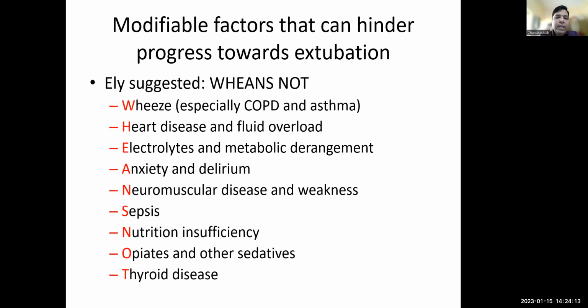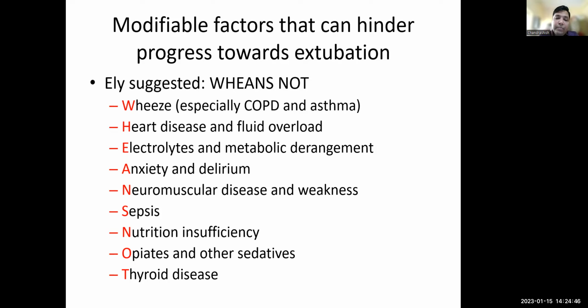Nutritional insufficiencies can cause weaning failure, particularly if somebody is completely off nutrition for a long time, particularly surgical patients. Opioids and other sedatives, we should be very sure that we have stopped the sedation for a significant duration of time. Please remember that sometimes we tend to use sedatives which apparently have a short duration of action, like benzodiazepines like midazolam or opioids like fentanyl.